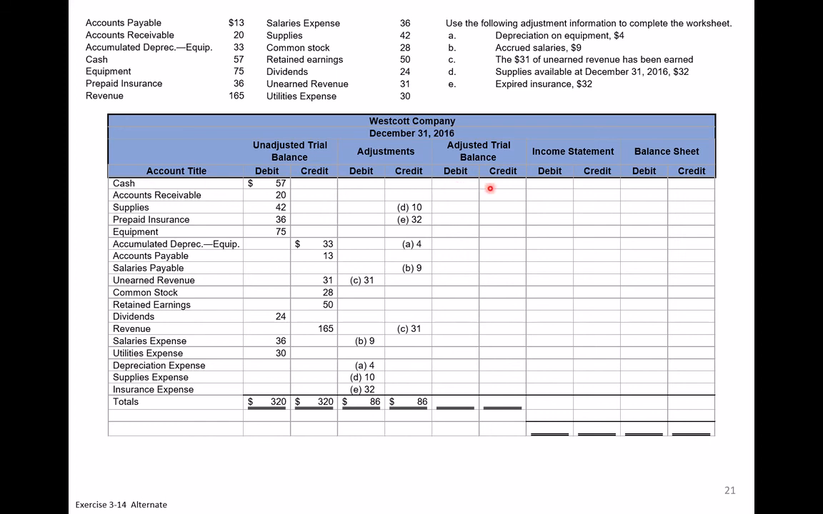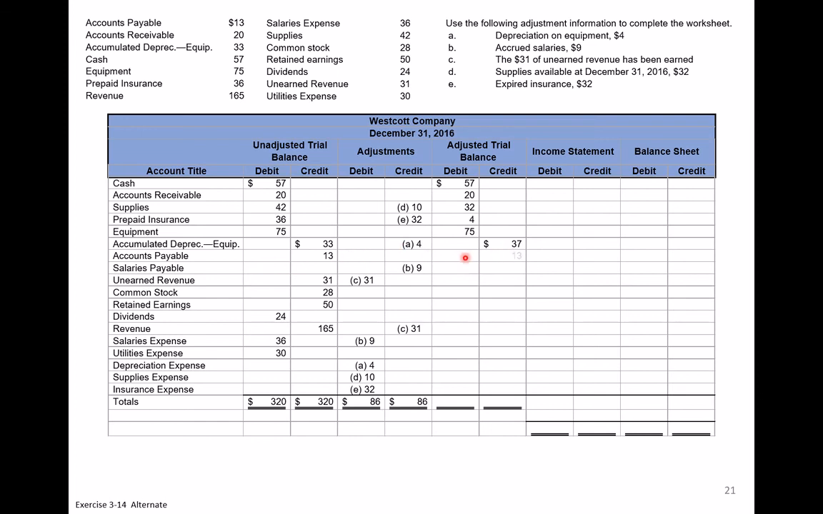So no adjustments for cash, so cash is going to be pretty easy. That stays at 57. Accounts receivable stays at 20. Notice what happens with supplies. A debit of 42 less a credit of 10 will give us $32 in supplies. We talked about prepaid insurance, so that's going to be $4 left here because we have a debit of 36 less a credit of 32, which gives us $4. No adjustments to equipment, but there is an adjustment to the equipment contra account, accumulated depreciation equipment. Notice we have a credit of 33. We're increasing that with another credit of 4 because we've used up $4 more of the equipment. So now our credit balance goes to 37.